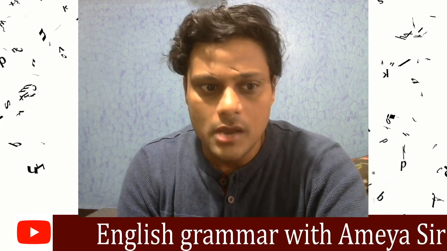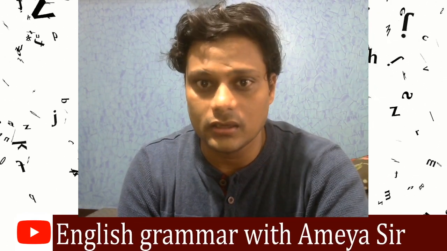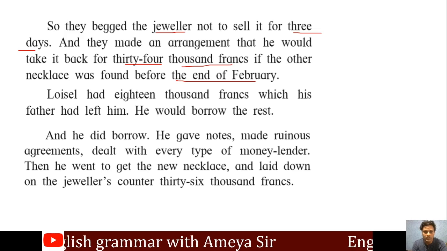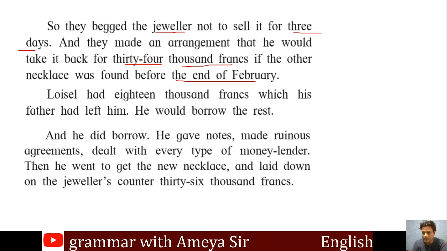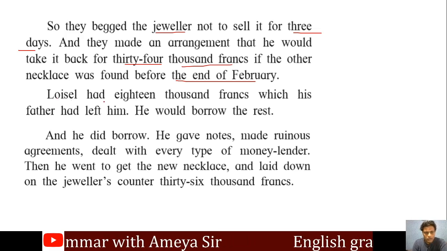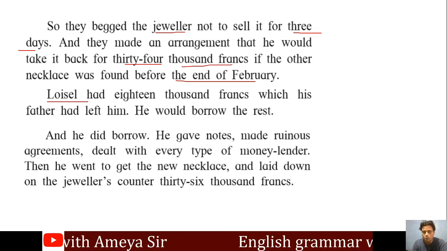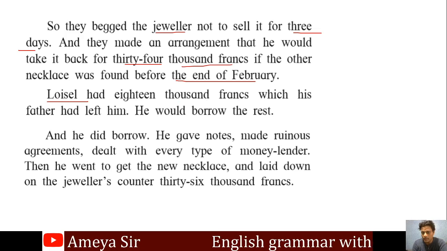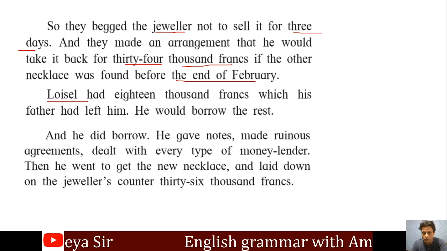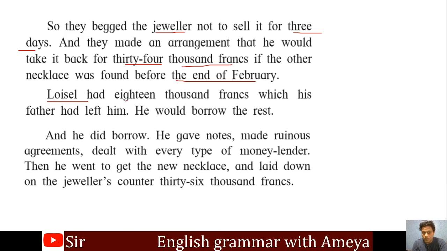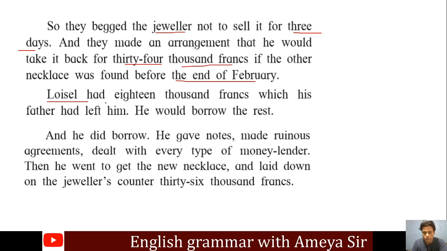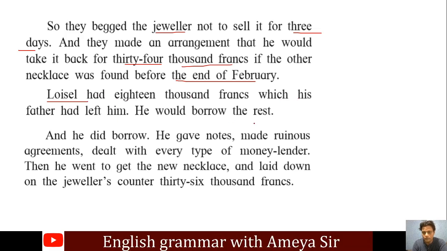So they made the arrangement, and by the end of February, I think that's what we saw, if they were to get the old one, then the jeweler would purchase it back. Loisel had 18,000 francs. Remember, I said this word can be pronounced in different ways. You can make your own sound. It is a proper noun. He had 18,000 francs, which his father had left him. He would borrow the rest.